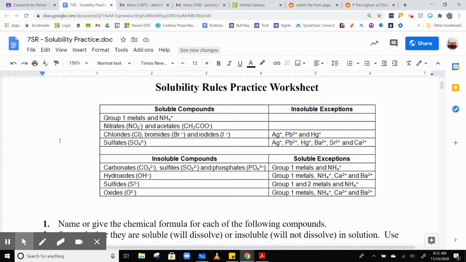However, all the other sulfates are soluble. So if you have ammonium sulfate, it's soluble. If you have sodium sulfate, that's soluble. If you have lithium sulfate, it's soluble.